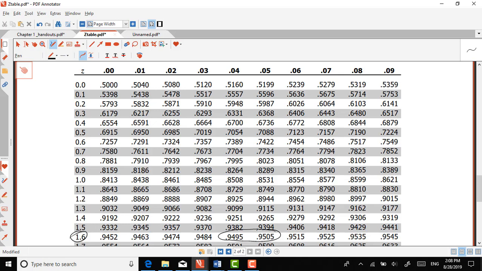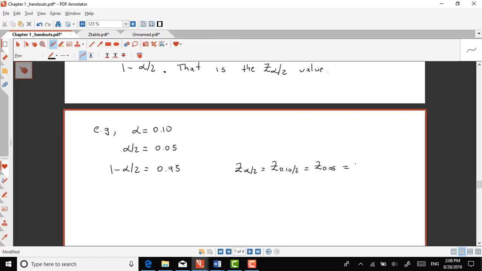To make our life easier, we're going to assume that it's exactly in the middle. So we're going to say that's 1.645. Can you see that? So you see, I was telling you that the value of z is given to the left and to the top, and the probability is inside. So with that, we say that this is 1.645. Okay, so this is our z alpha over 2 when alpha is equal to 0.10.